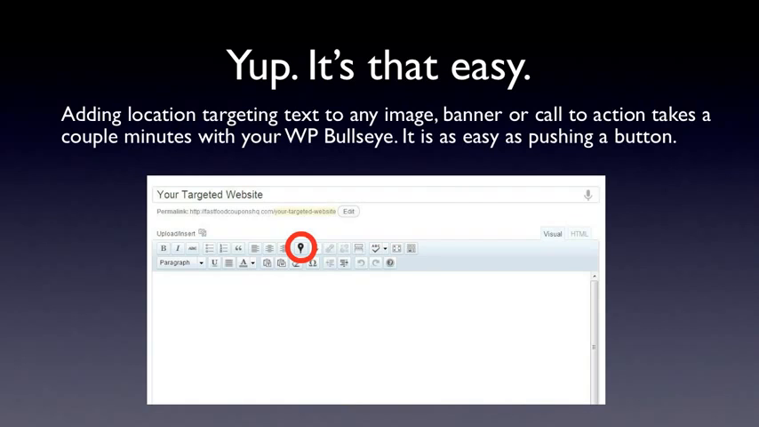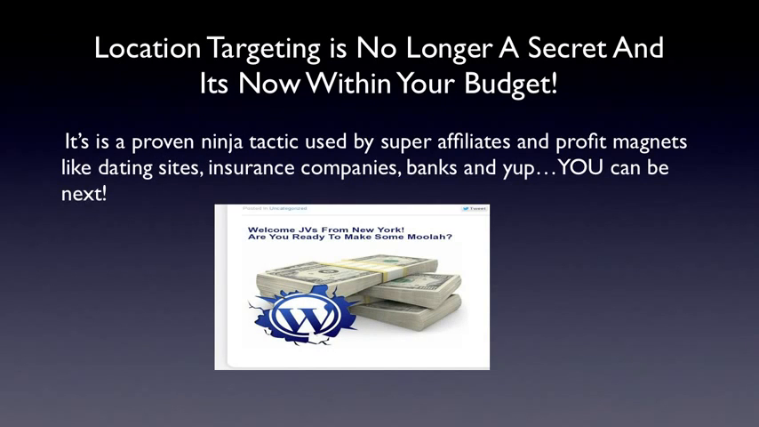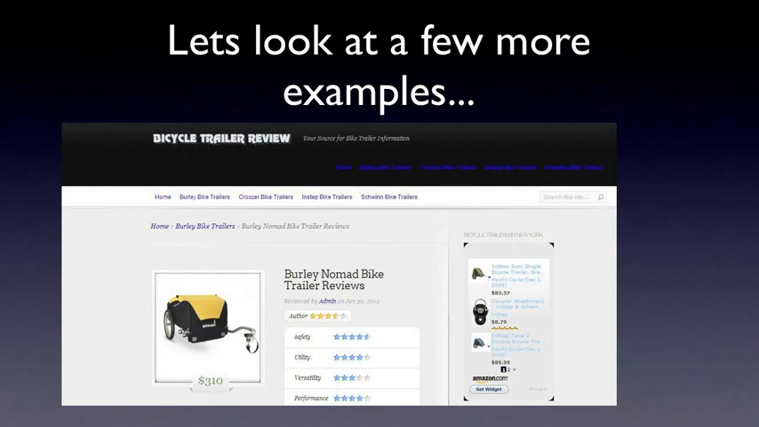Remember, that's what's unique about this plugin, and that's what's never been done before in WordPress plugins, is adding the geo-targeting to images. You'll easily create and manage those banners and calls to action. It's a breeze when you're using the WP Bullseye image editor. Location targeting is no longer a secret, and it's now within your budget. It's a proven ninja tactic used by super affiliates, profit magnets like dating sites, insurance companies, banks, and yep, you can be next. Look at a few more examples.